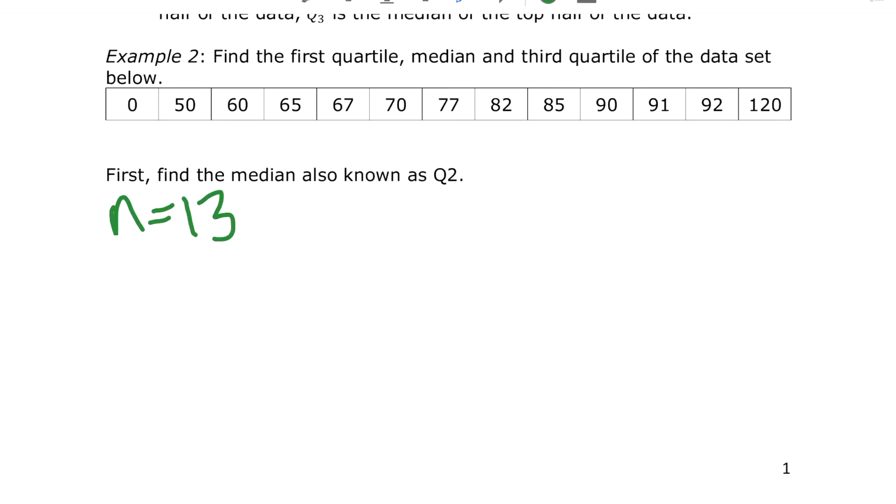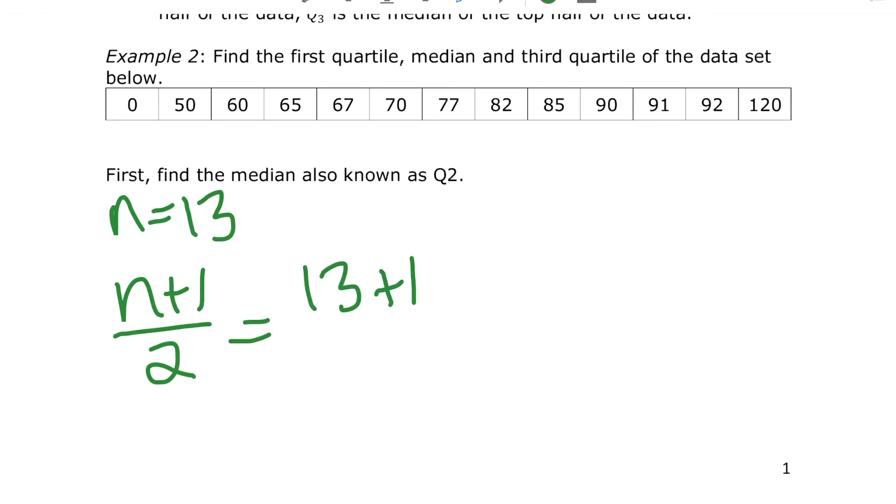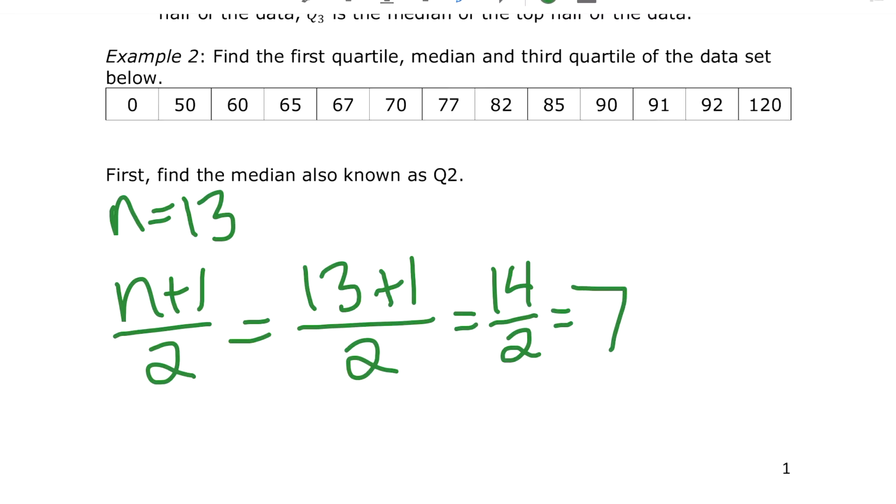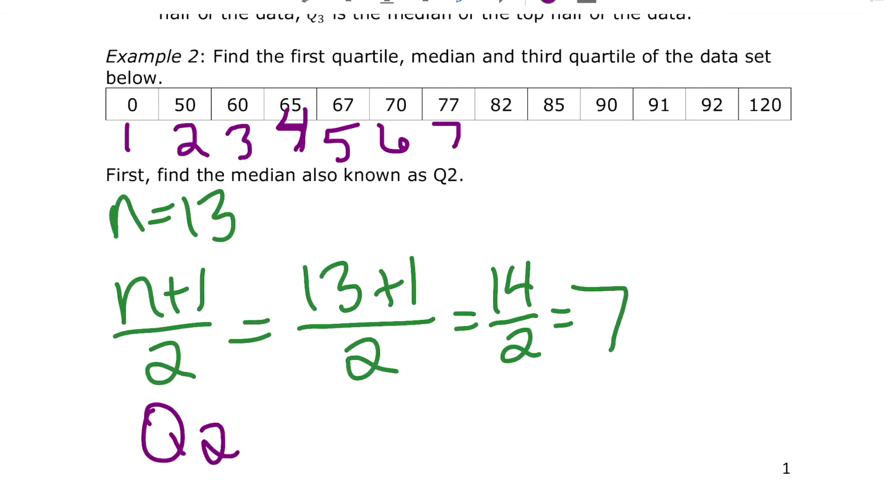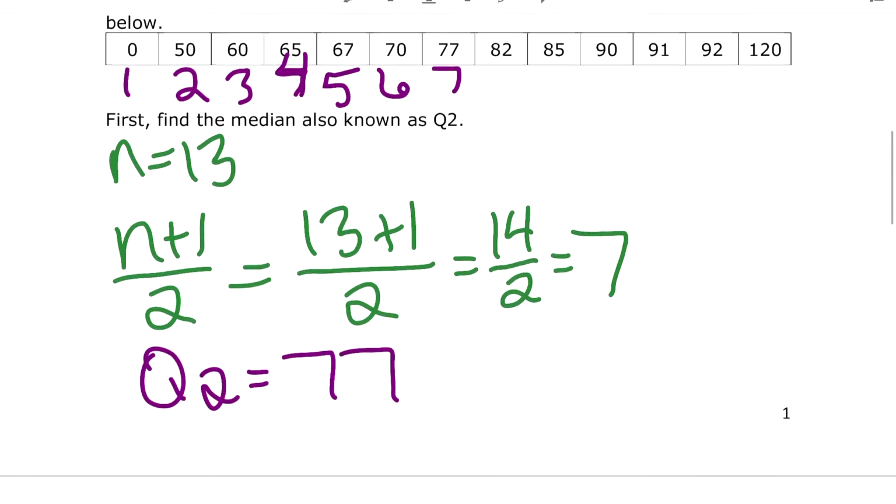To find the median, I'm going to use the formula (n plus 1) over 2. So here our n is 13, plus 1, over 2. That's 14 over 2, which is 7. So now I'm going to find the seventh number: 1, 2, 3, 4, 5, 6, 7. The seventh number is 77. So Q2 is equal to 77. That's the first step. Find Q2.